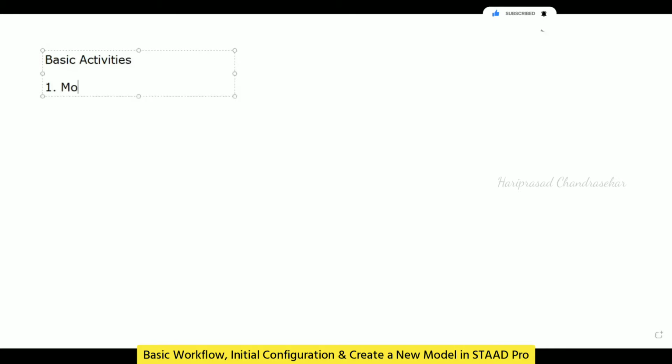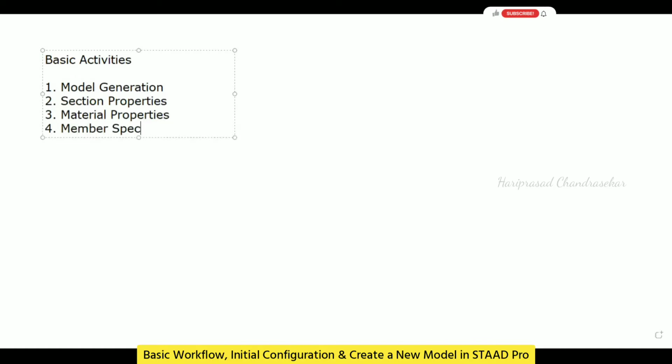So first one we can say model generation. Second one we can go for section properties. Third one we can go for material properties. Then we can go for member specifications. Then we're supposed to go for supports. Then we can go for loads and load combinations.